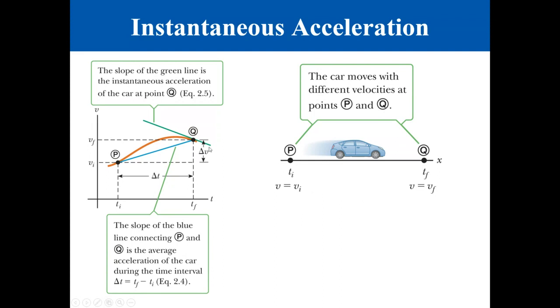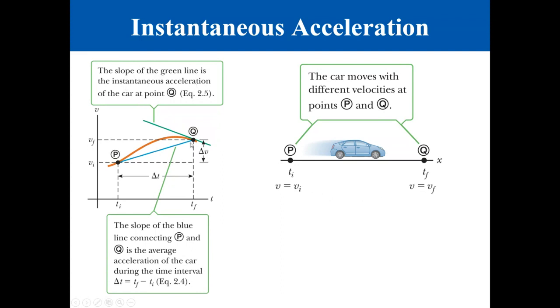For the instantaneous acceleration, we need the slope. So at point Q, you have this line. You need the slope of this line. This will give you the instantaneous acceleration. The slope here of the tangent will give us the instantaneous acceleration.